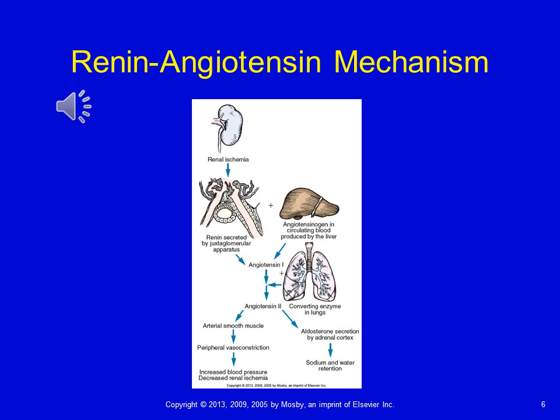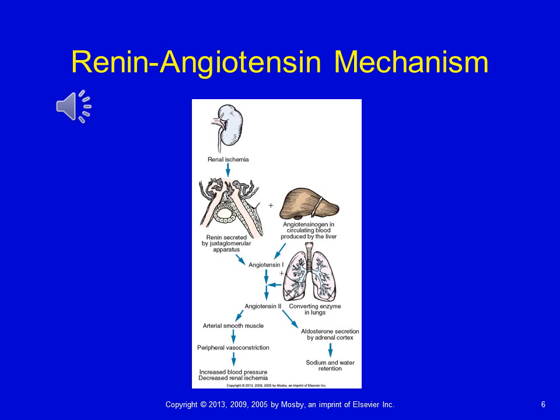The physiological effects of the renin-angiotensin mechanism are shown in this diagram. Renin functions as an enzyme to convert angiotensinogen, a substance synthesized by the liver, into angiotensin I. Angiotensin I is converted to angiotensin II in the lungs. Angiotensin II causes vasoconstriction and stimulates aldosterone release from the adrenal cortex. Aldosterone causes retention of water, which increases blood volume.